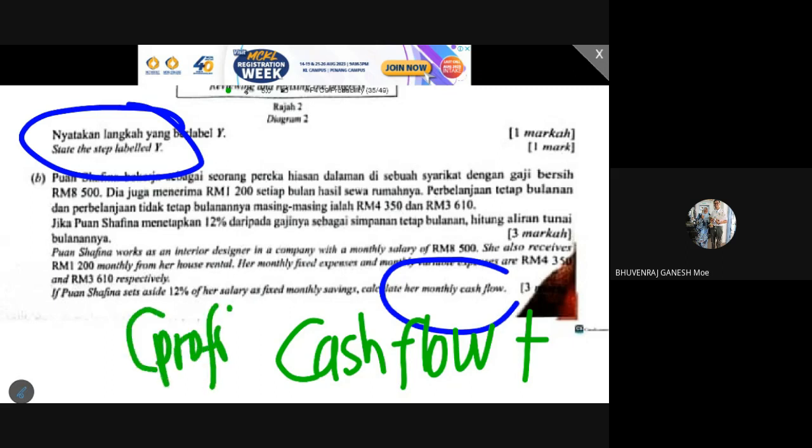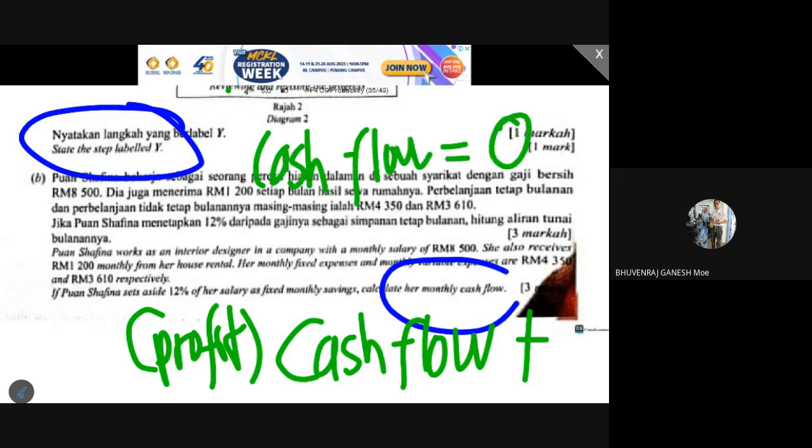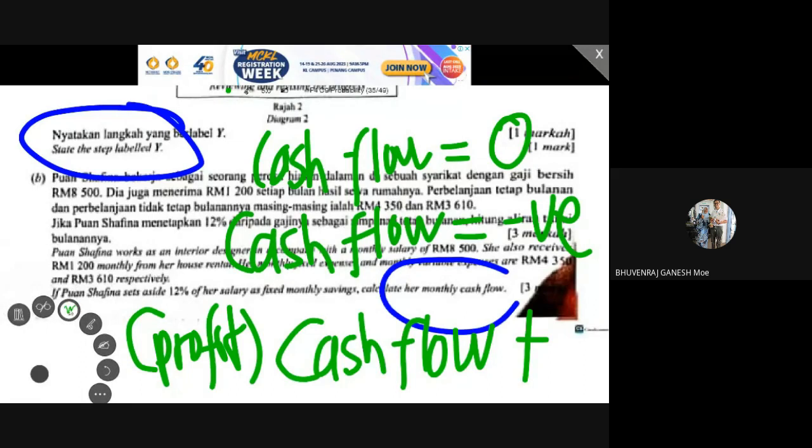If cash flow is zero, what does this situation show? Kalau aliran tunai kamu sama dengan kosong. No net profit, correct. If cash flow is negative, kalau aliran tunai negatif pula, loss, correct. Very good. So kamu kena faham semua situasi ini. There are 3 possible situations. 3 kemungkinan kat sini.